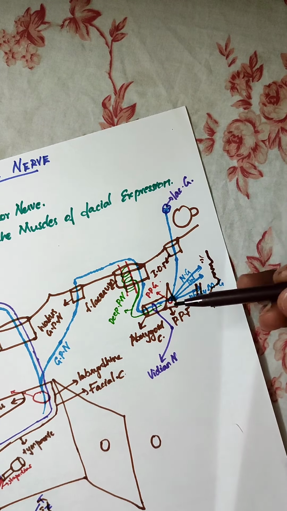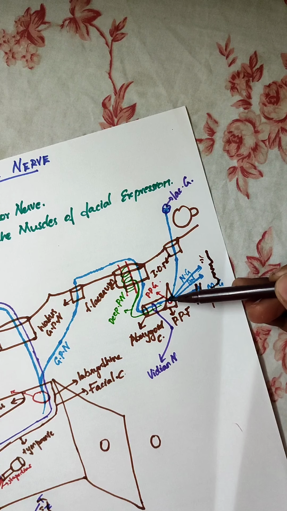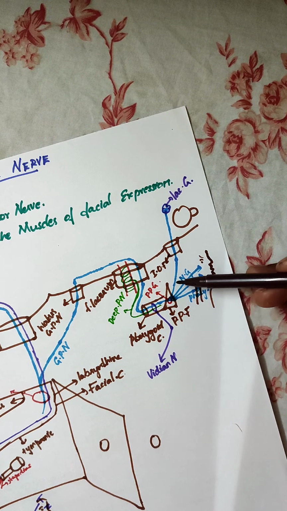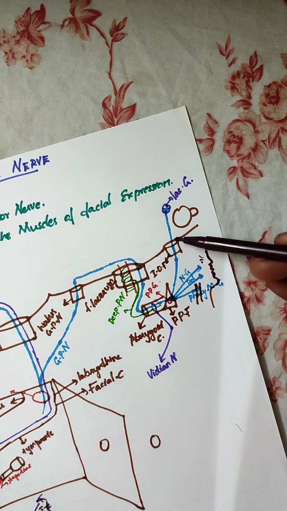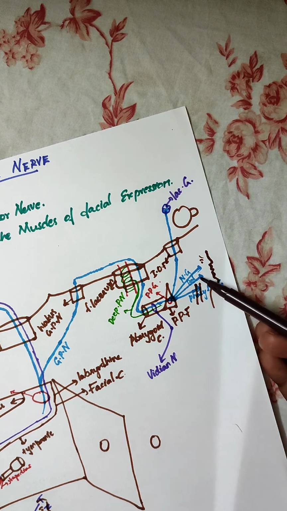The greater petrosal nerve, after entering into the pterygopalatine fossa, lays on a ganglion which is known as the pterygopalatine ganglion, and then the nerve enters into the orbit through a fissure known as the inferior orbital fissure, and it innervates the lacrimal gland. It also innervates the nasal gland, palatine gland and the pharyngeal mucosal gland.